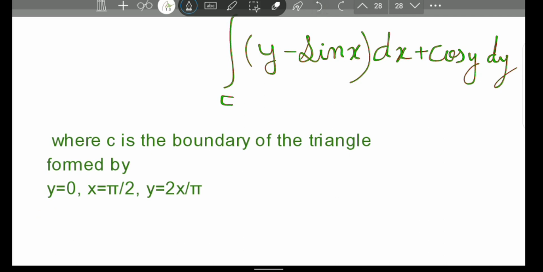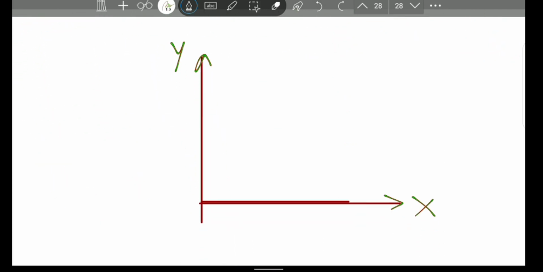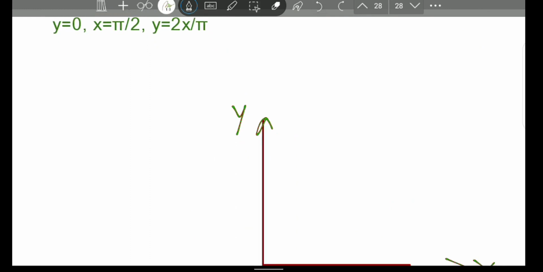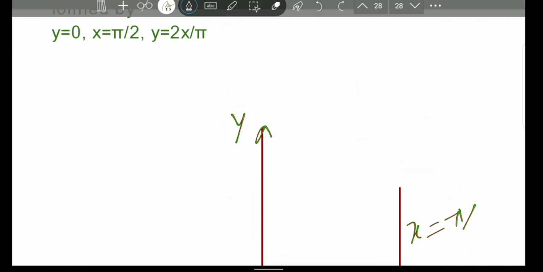So of course we should draw this triangle, and we have the x-axis. Y equal to 0, no problem. That's the line that lies on the x-axis. Then we have x equal to pi by 2, that's a straight line. Then lastly we have y equal to 2x by pi.